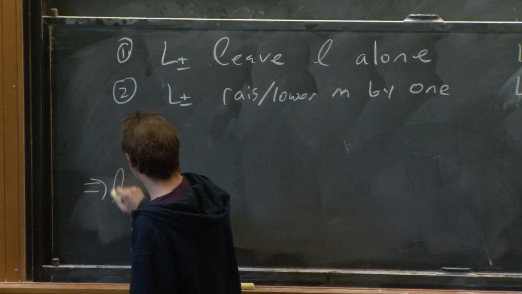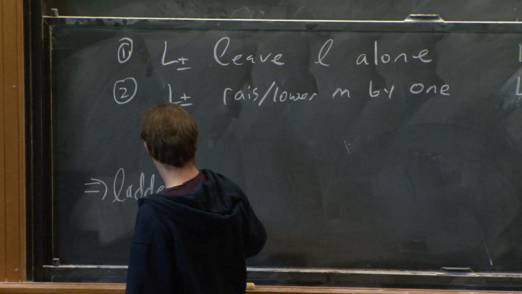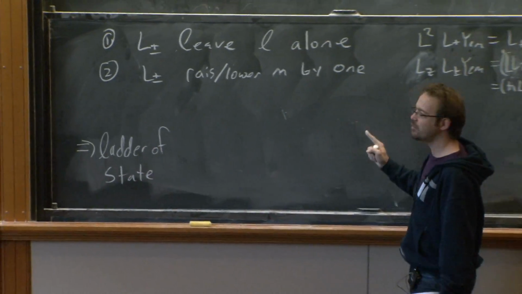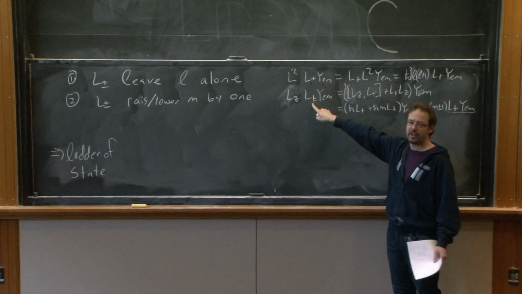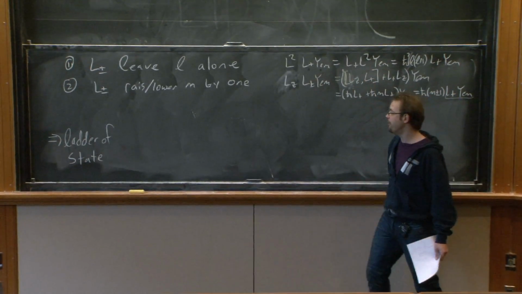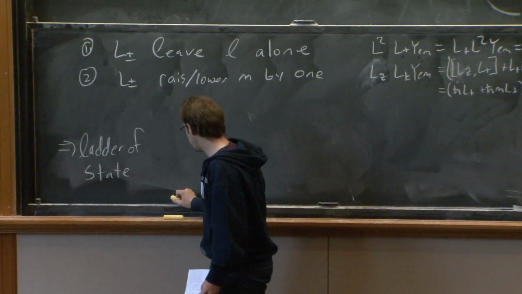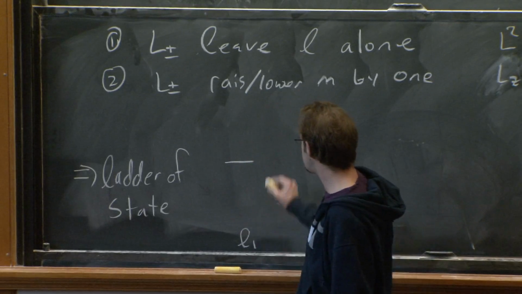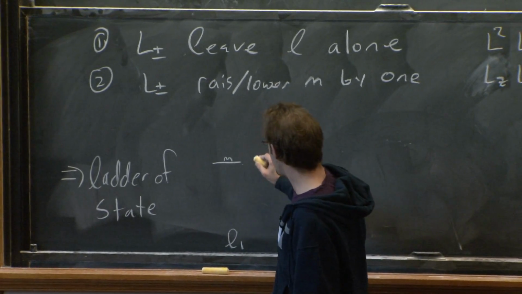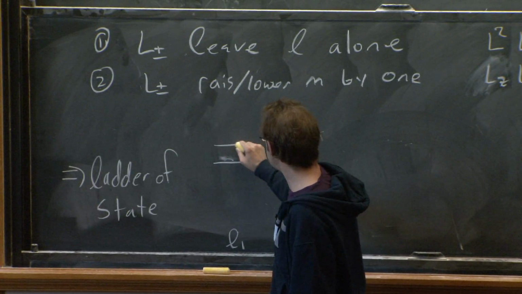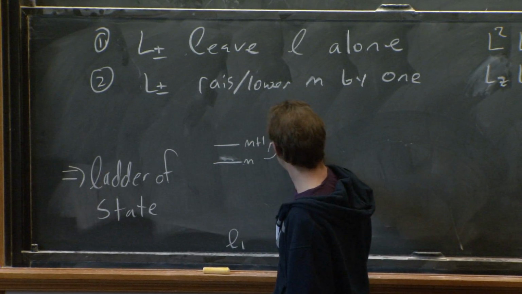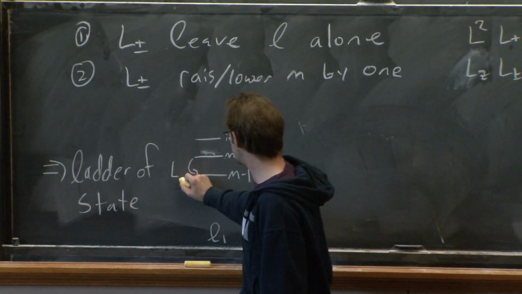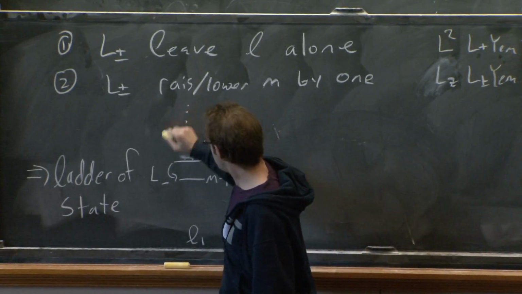So what does that tell us? What this tells us is we get a ladder of states. And let's look at what they look like. Each ladder, for a given value of l, if you raise with L plus and lower with L minus, you don't change l, but you do change m. So we get ladders that are labeled by l. So for example, if I have some value l1, this is going to give me some state, which I can label by m. I can raise it to get m plus 1 by L plus, and I can lower it to get m minus 1 by L minus. Okay? So I get a tower.